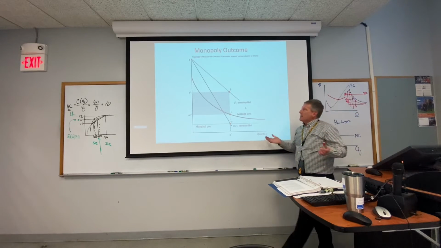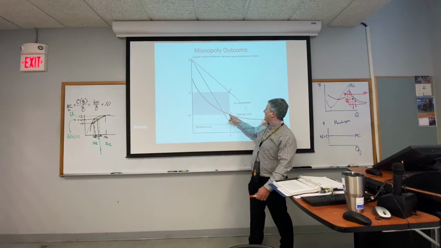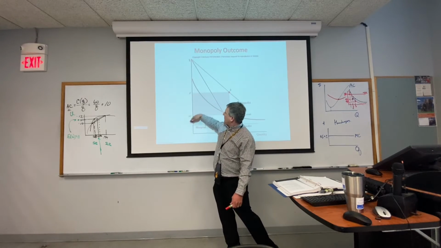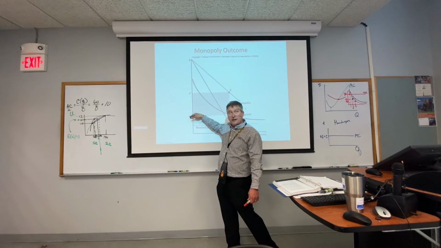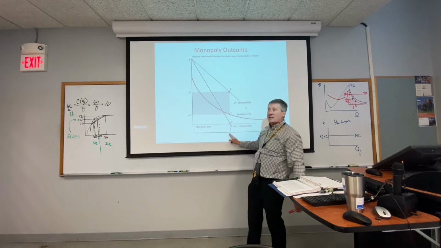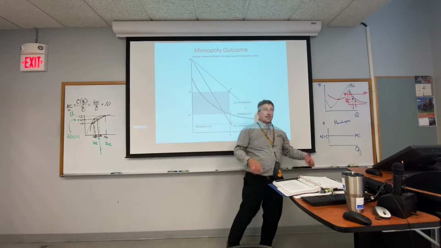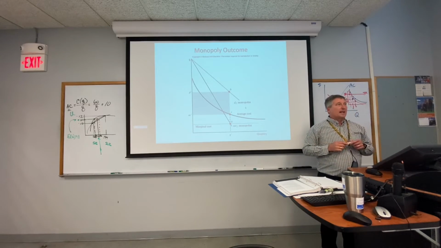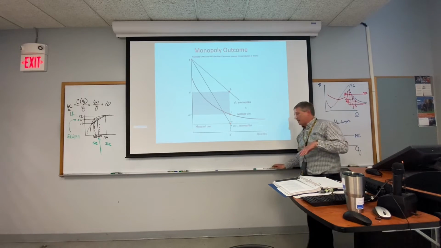How much money are they making? Well, for the average cost, go up to the average total cost curve, hang a left, AC prime is it. Price minus average total cost gives you the average profit per unit. How many units am I making? I'm making Q prime. And so what's that shaded area? Profit. So it's economic profit. Okay, so that's the standard monopoly model.